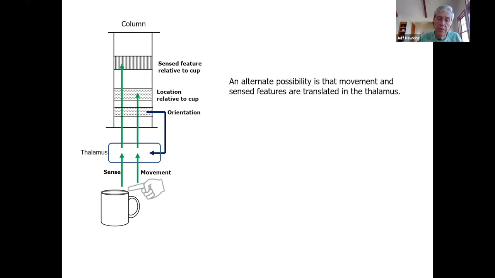There's a layer of cells in the column, which we'll call layer 6A, a bunch of cells in the cortical column that project back to the thalamus. It's a very well-known projection. The idea here is that the information comes into the thalamus at sensor-relative positions, and it leaves the thalamus at object-relative positions and object-relative movements, and so on. So that's the idea I'm exploring here.